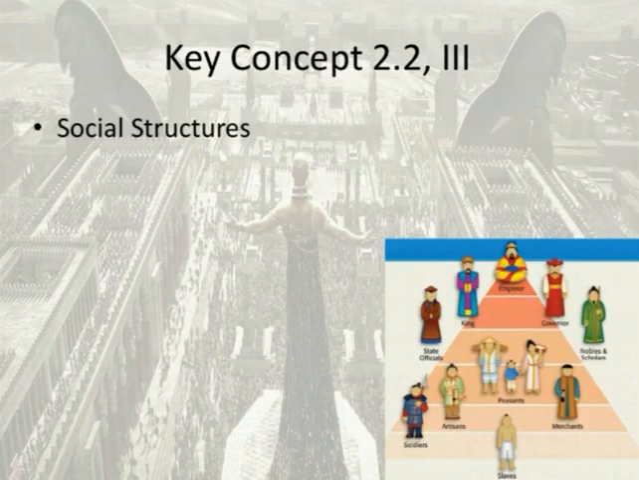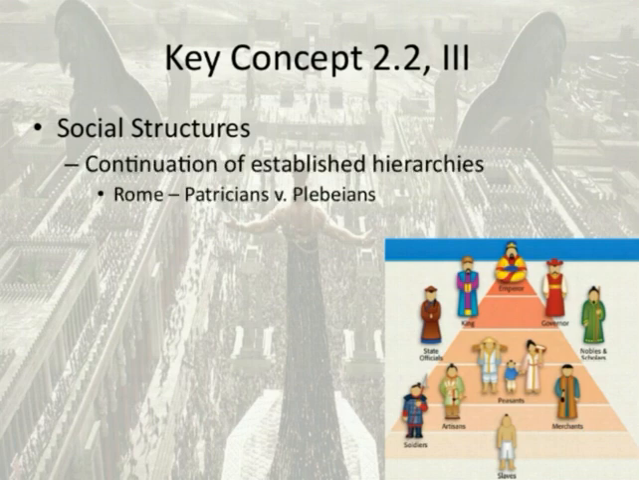In addition, these empires had complex social structures, which of course many times were a continuation of established hierarchies. So in Rome, you had the patrician versus plebeian dichotomy. In many areas, you had slaves. The Chinese social structure is pictured to the right.